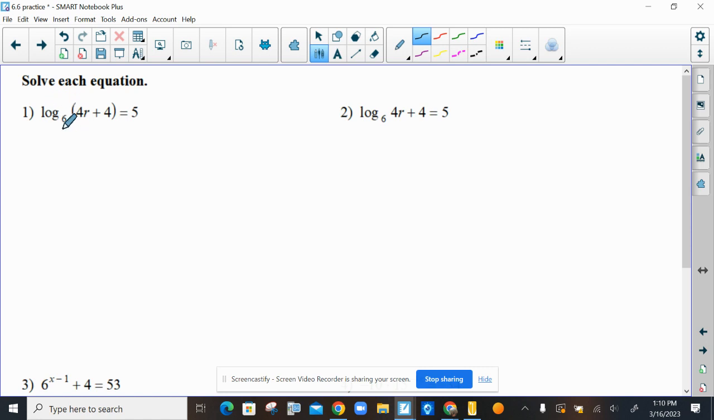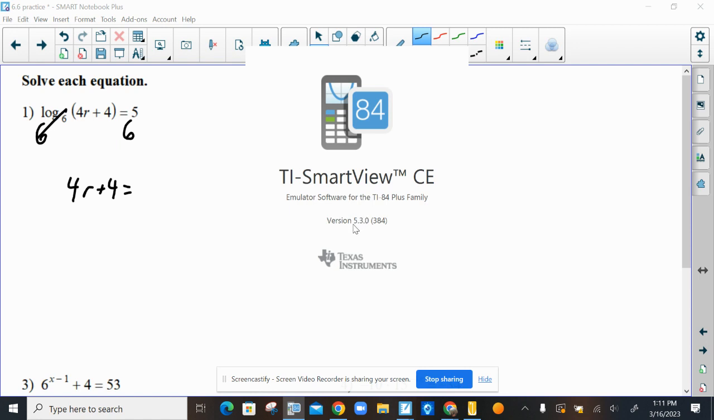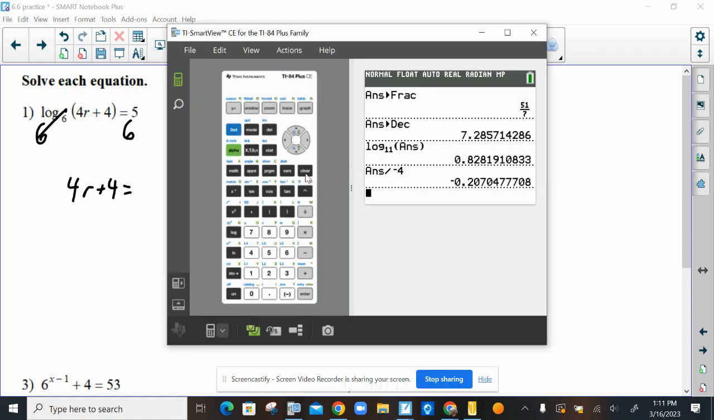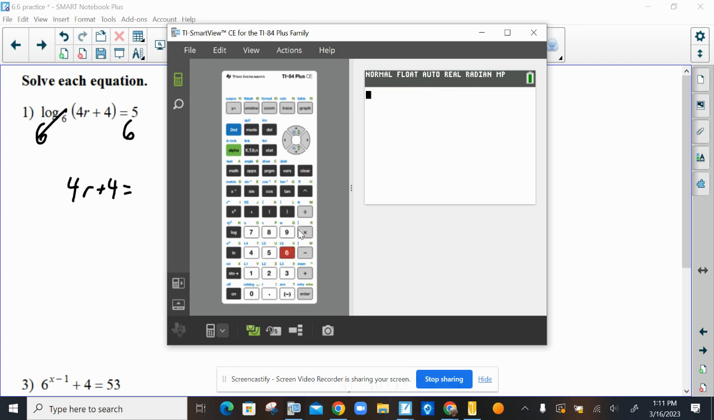So I'm basically going to rewrite this in exponential form, or we can exponentiate. Since it's base 6, I put a 6 underneath each side. Okay, that wipes out the log. We're left with 4r plus 4 equals 6 to the 5th power. So I'm going to pull up my calculator because I don't know what 6 to the 5th is. So when this loads, I'm simply going to ask 6 raised to the 5th power.